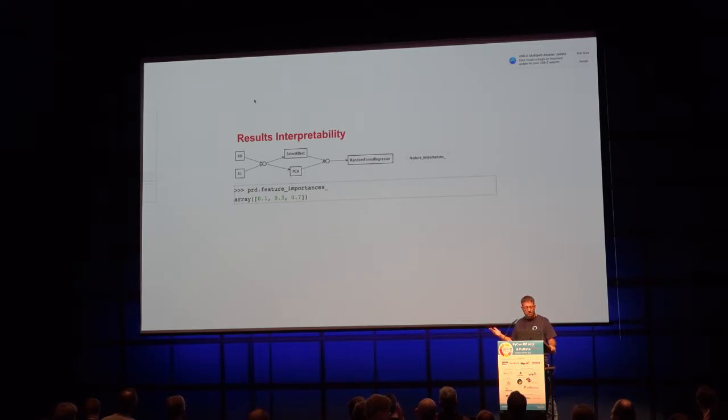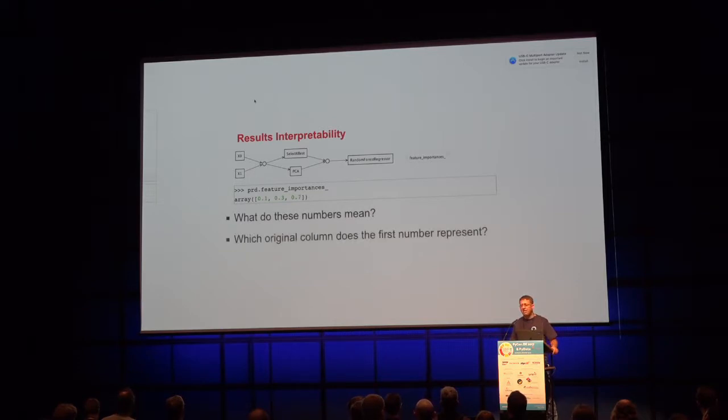Looking at the feature importances which the predictor has told us, what do these numbers mean even? Like the 01, 03, and 07, to which attributes in the original data do they correspond at all? And given that one of the stages used in the middle was select k best, from which column did it come at all? Did it even come from X0 or X1? It's very hard to understand what went on here in retrospect.